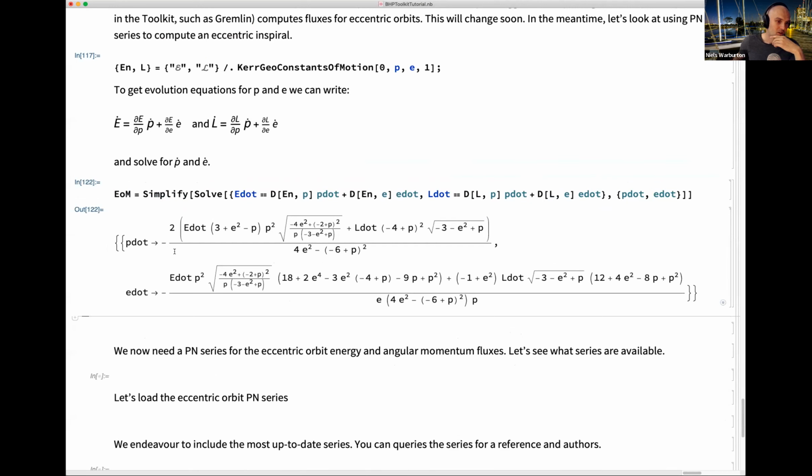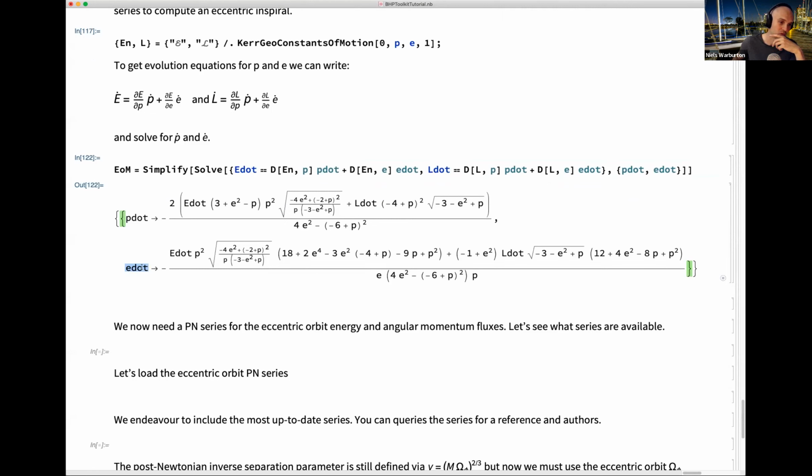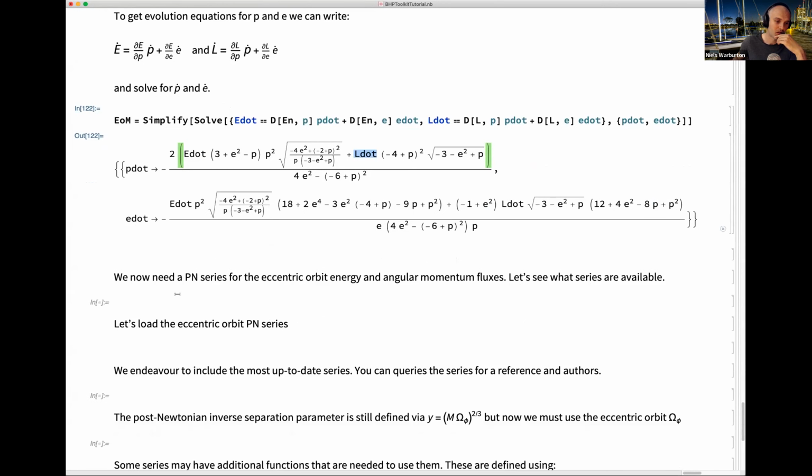So this is the equivalent of the evolution in omega before. Now we have the rate of change of the semi-latus rectum and the rate of change of the orbital eccentricity. And just as before, all we need to evaluate this is the energy flux, and in this case, also the angular momentum flux. As I said, from the toolkit you certainly can't compute those just yet, but we do have post-Newtonian expansions for these.